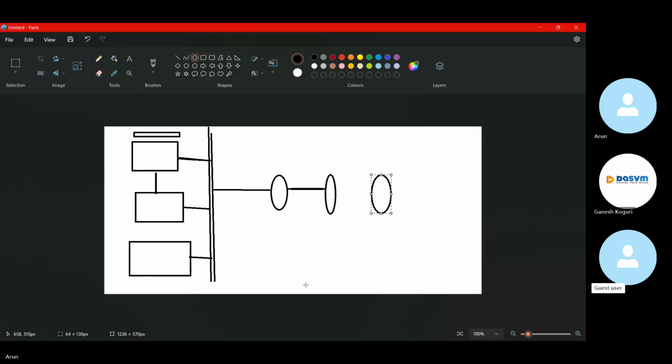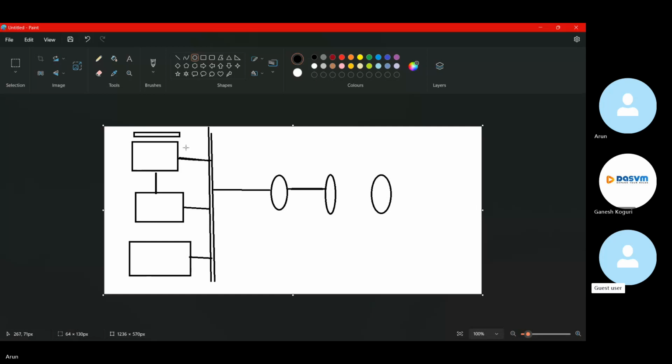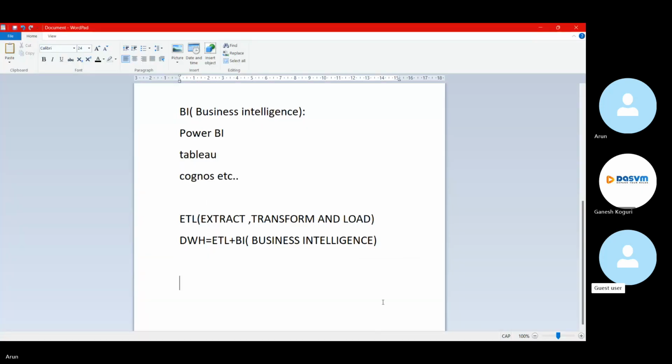No, I got it. From source, it will be moving into the ETL. From ETL, the data will be extracted, transformed, and loaded, and then it will be moving into the data warehouse systems. And from data warehouse systems, it will be moving on to the business standards, that is the target system as well. Exactly. So now you understand what the ETL is about.